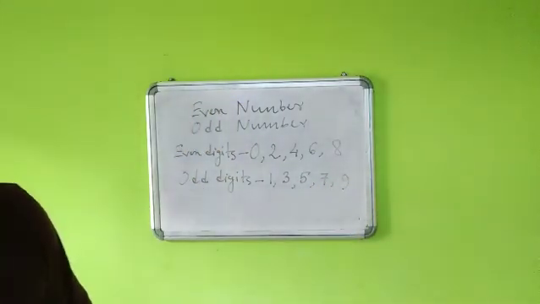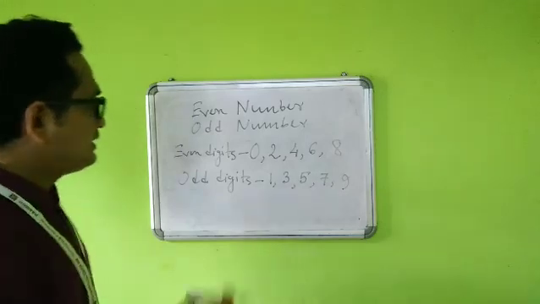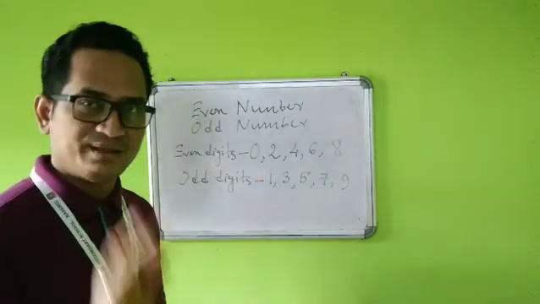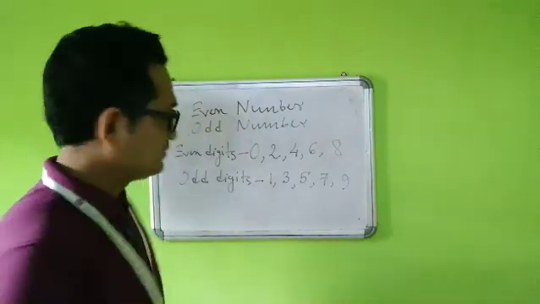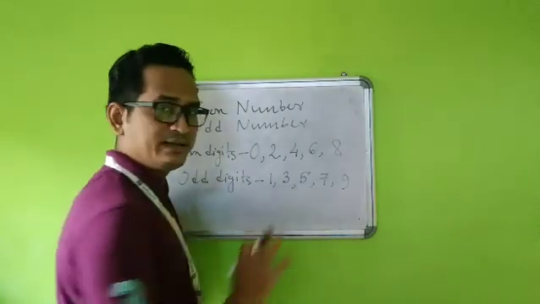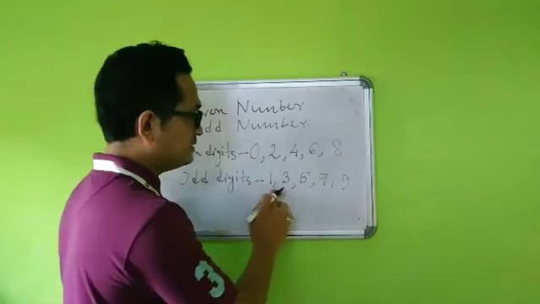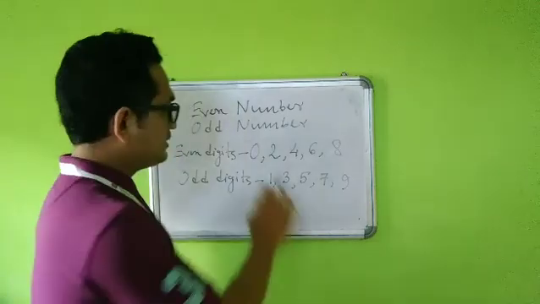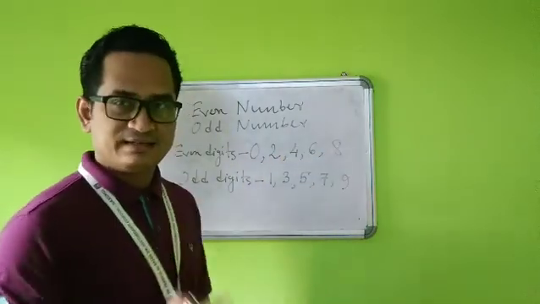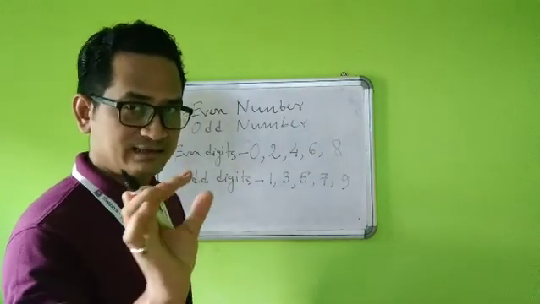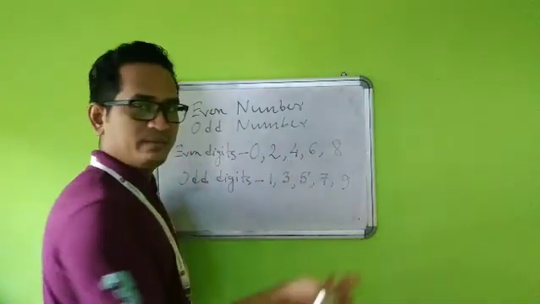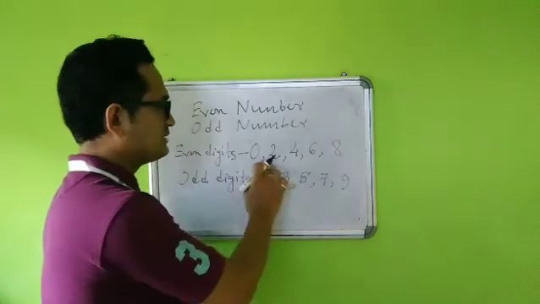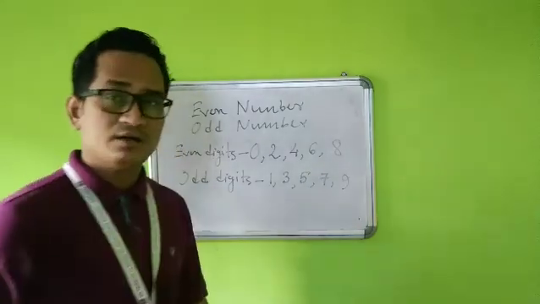These are odd digits. Now students, if you see properly, whenever a number ends with these 5 digits, 0, 2, 4, 6, 8, that number is known as an even number. And if the last digit of any number is one of these other 5 digits, they are called odd numbers. Fine. So that means if 0, 2, 4, 6, 8 is there in the last position, the ending digit, that will be an even number. And otherwise it will be an odd number, because these are known as even digits and these are known as odd digits.